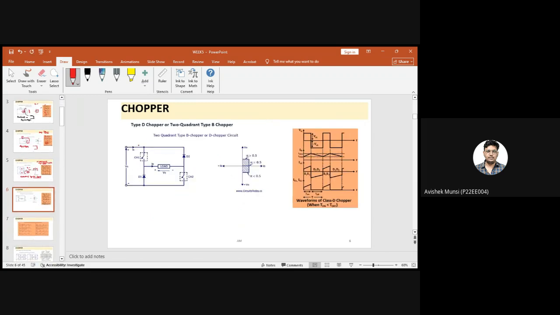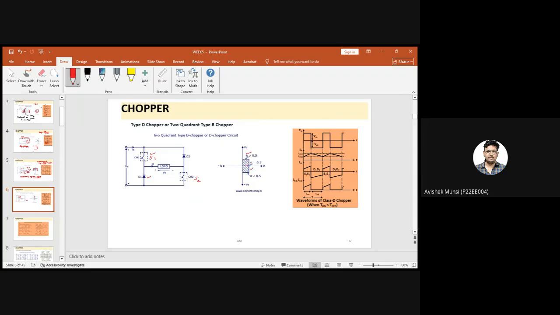Next is the class D type of chopper, where you can see that there is one channel and one diode. If you call this switch one and this switch two, the switches are connected diagonally, and the diodes are connected diagonally. It looks more like the asymmetrical topology of the rectifier bridge, right? Here in class D we also have a two quadrant chopper. It works in the first quadrant and fourth quadrant.